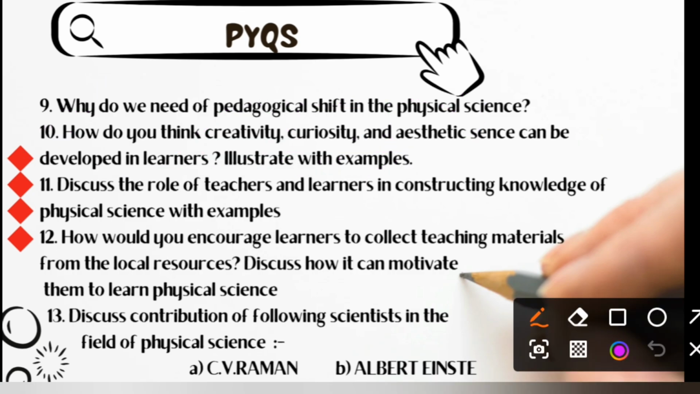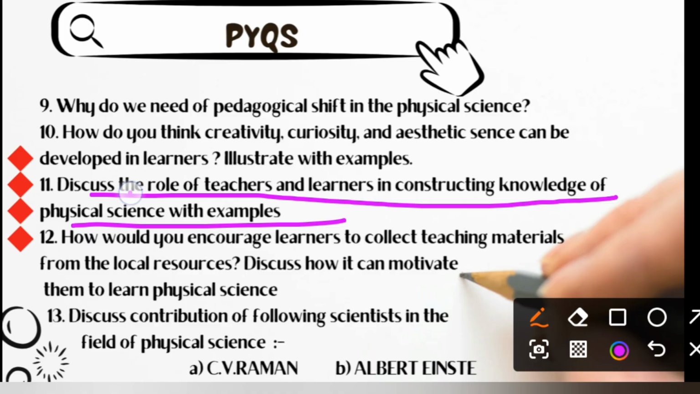Now moving toward question number 11, discuss the role of teachers and learners in constructing knowledge of physical science with examples. It is a basic must-do question of any paper, the role of learners and teachers in constructing knowledge. So describe it in detail.